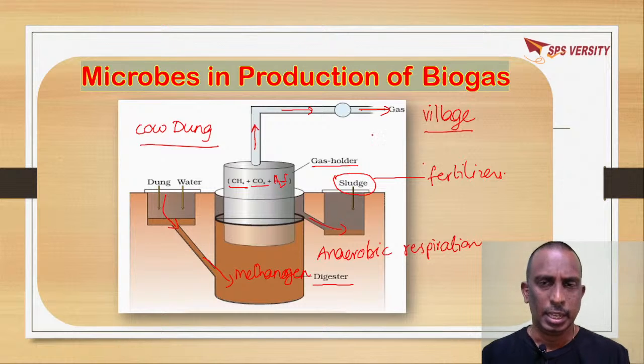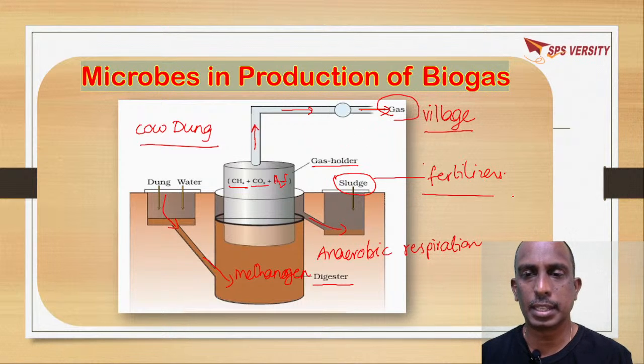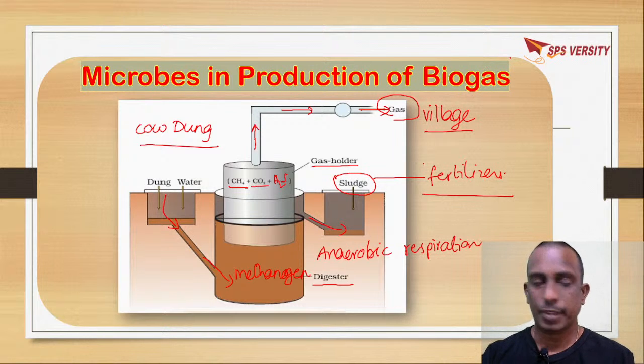So here there are two uses from a biogas plant. One is the biogas coming from the plant, as well as the sludge, which is used as a fertilizer in the field of agriculture.